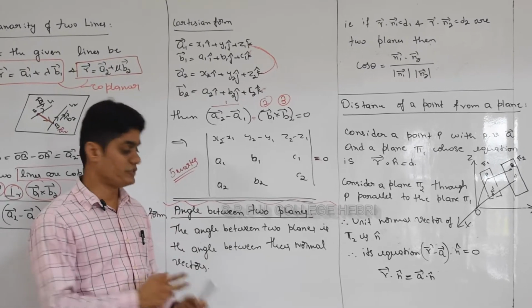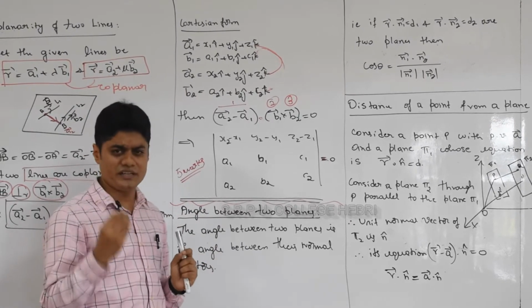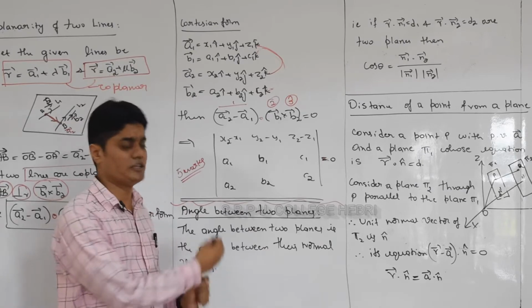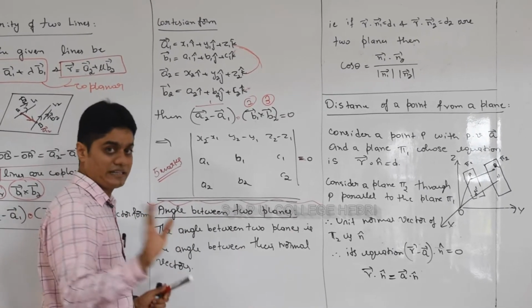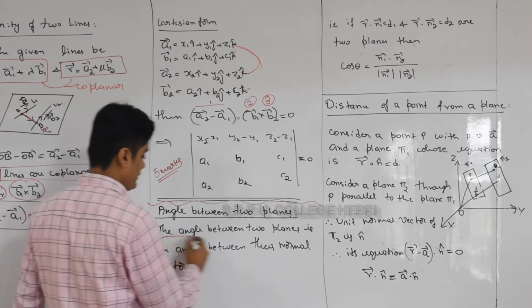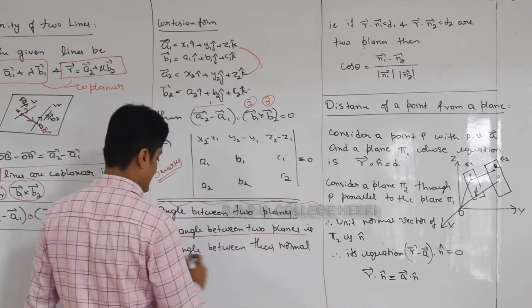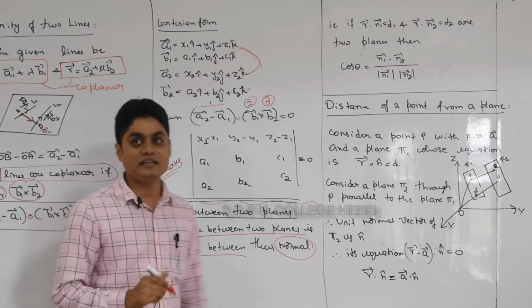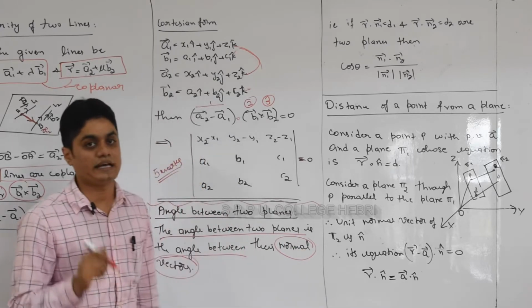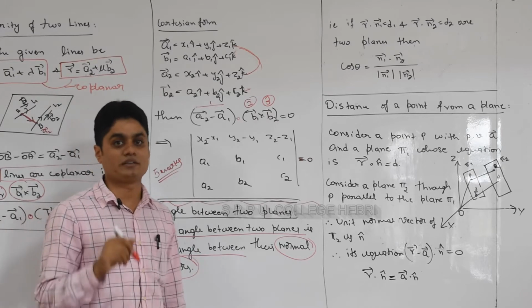We are not going to use any device. We are using one of the very simple results from vectors to get the angle between two planes. So I'll define first. Very simple work. The angle between two planes is nothing but the angle between their normal vectors. Remember carefully. The angle between the two planes is nothing but the angle between the two normal vectors of the planes.